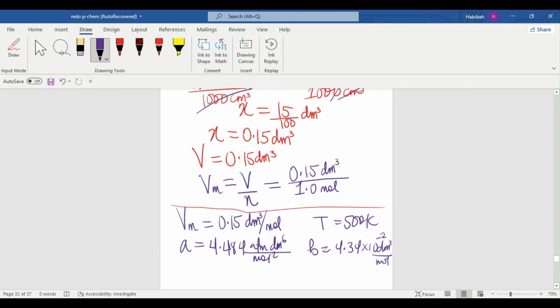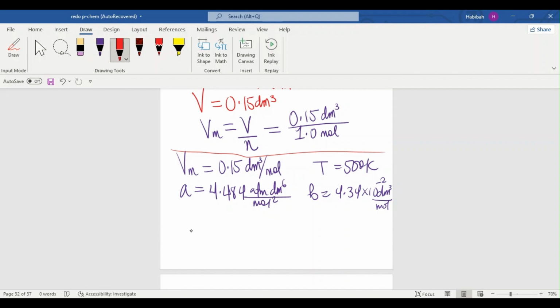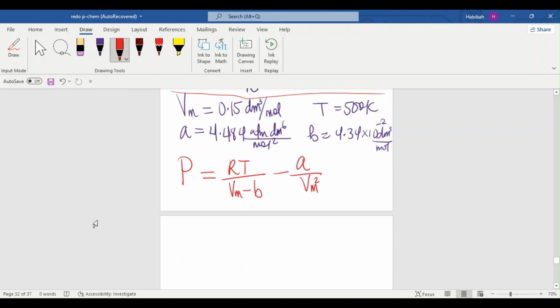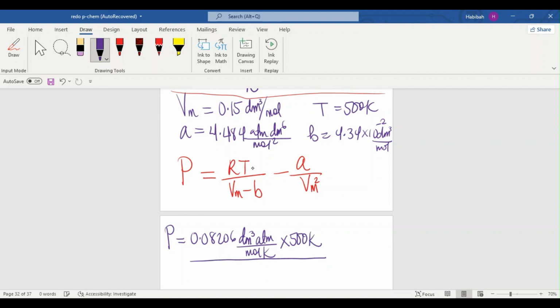So now, substituting, we have P is equal to RT divided by Vm minus B, minus A divided by Vm squared. So we're going to substitute all of this information in this equation. So you have the gas constant, P is just simply 0.08206 dm³ atmosphere divided by mole Kelvin, times temperature, which is just 500 Kelvin, divided by Vm. So molar volume is 0.15 dm³ per mole minus B, which is just 4.34 times 10 to the power of negative 2 dm³ per mole.